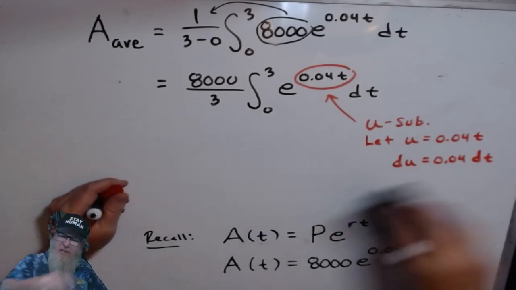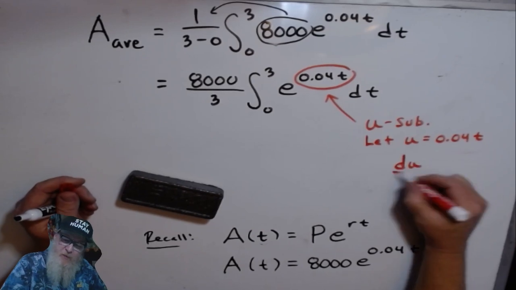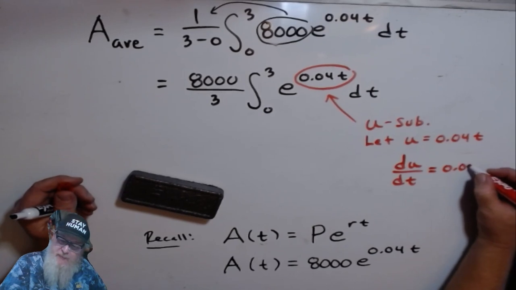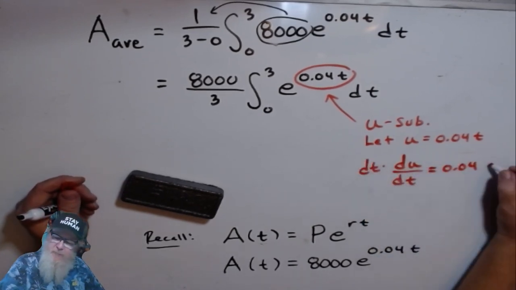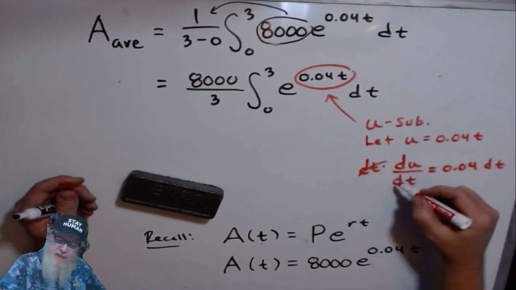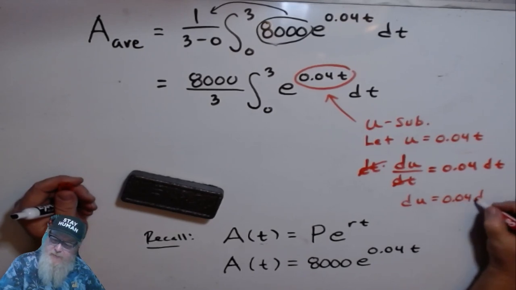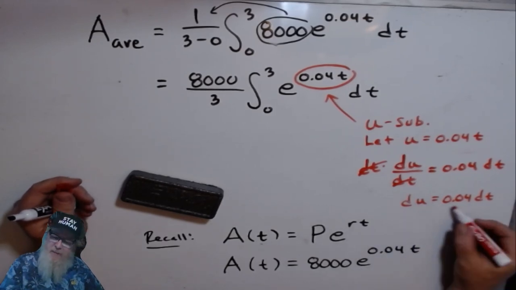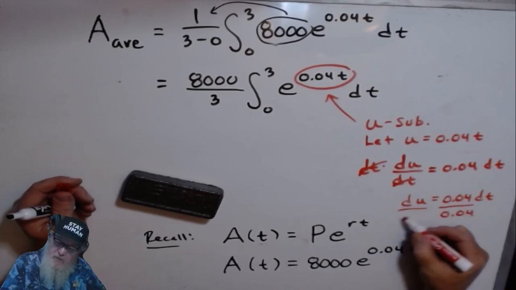Or if you prefer, the other way to do it is like this. I don't know how long it's been since you did this homework, but from a previous homework, the derivative of u with respect to t is just 0.04, and then you multiply both sides by dt. That's the sort of multi-step way to do it. And I actually like to go one more step. I like to divide both sides by 0.04.